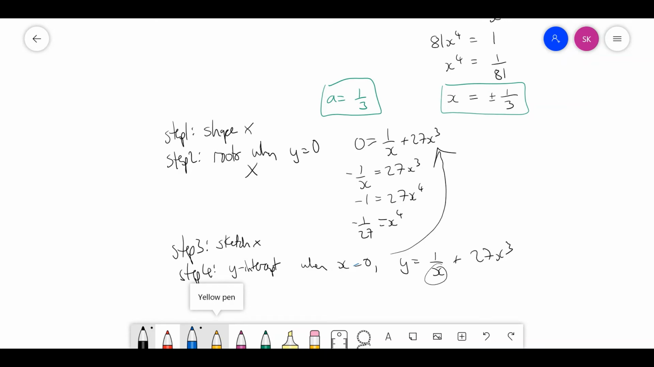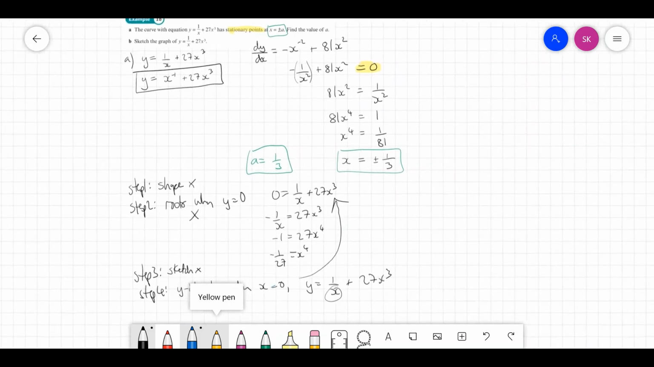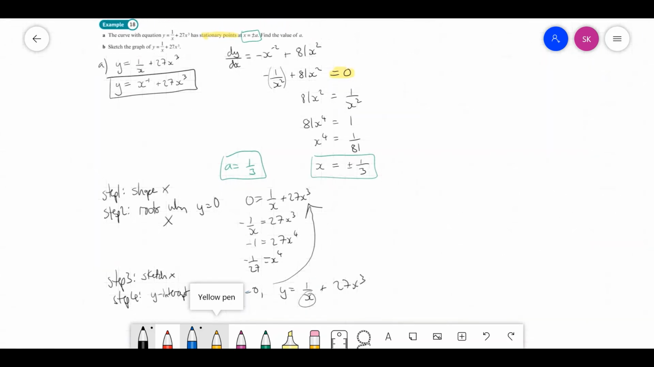So we're a bit stuck at this point. The usual route that we go through for sketching a graph is not available to us. We can't do any of those things. The only thing we've managed to find is that it doesn't cross the y-axis. But we do know that this curve has stationary points. We know the stationary points are when x is positive 1/3 and when x is negative 1/3.